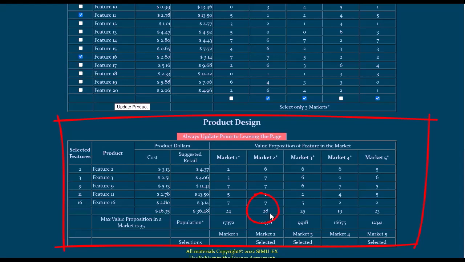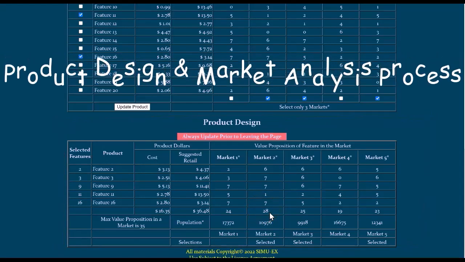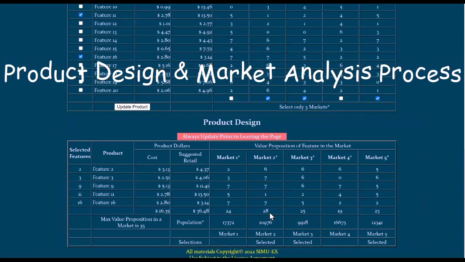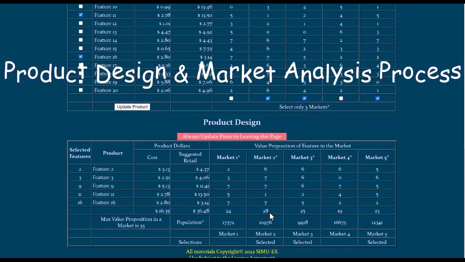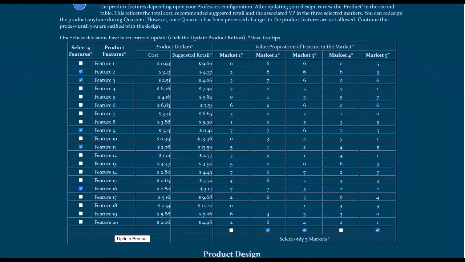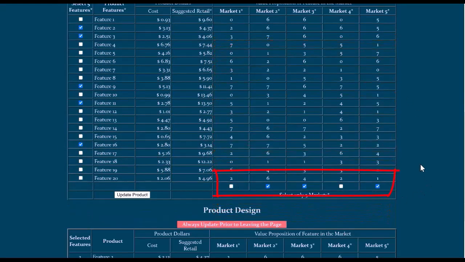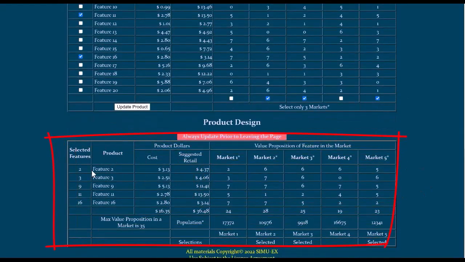So this is the type of design analysis you will go through in the product design screen. You will look at the selection of the products, up to 5 of them. You will ascertain the margin. You will look at the value proposition, and then you will select the appropriate markets. And then you can review the results of your product decision making.